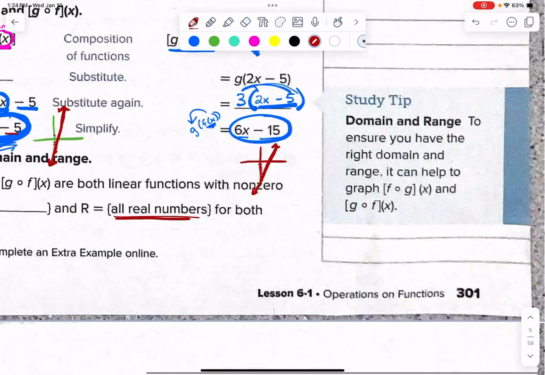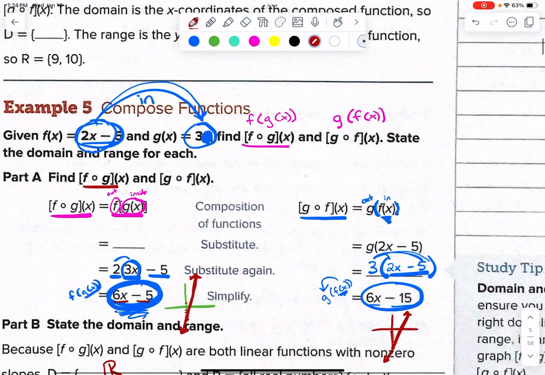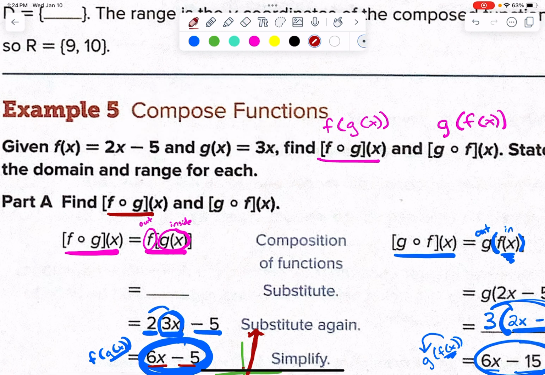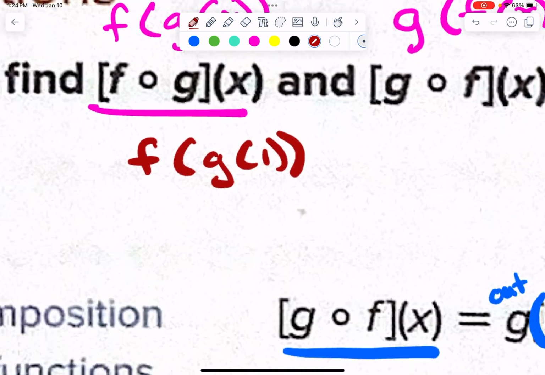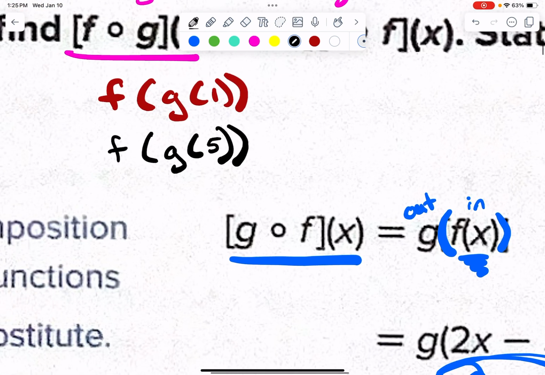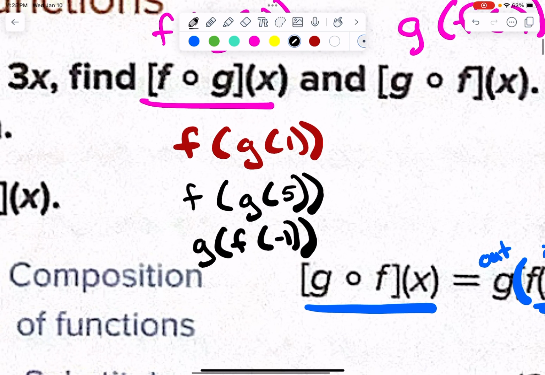Let's say we have, I'm going to use those same functions. Let's say I want you to find f composed of g of 1, let's say. Sure, f composed of g of 1, okay? And then let's go f composed of g of 5. And then let's do a different one. Let's do g composed of f of negative 1. Let's do that. Okay, so here's what we're going to do.